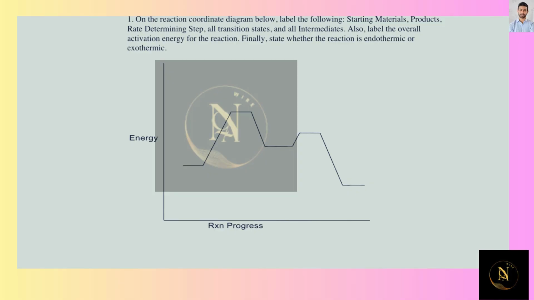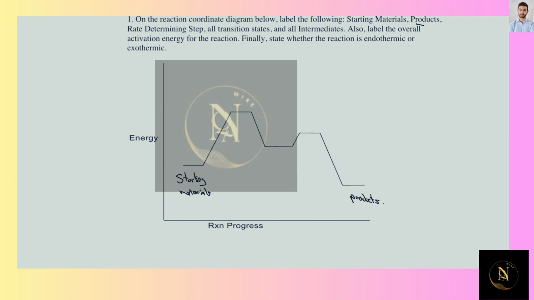Here we want to label the following coordinate diagram for a reaction with starting materials, products, rate determining step, all transition states, and all intermediates. So the starting materials are going to be the ones on the left, and the products are going to be at the very end.